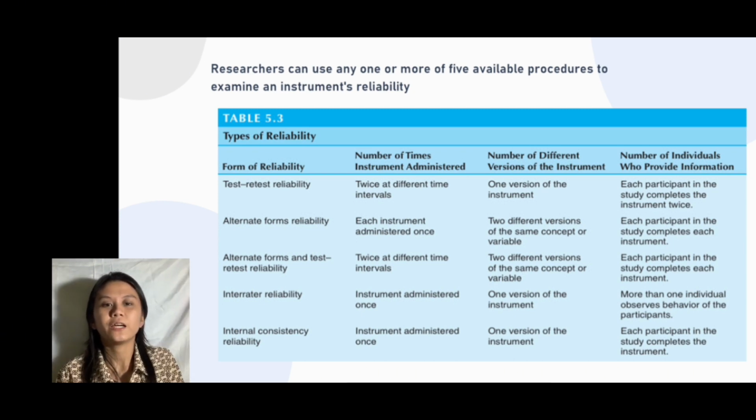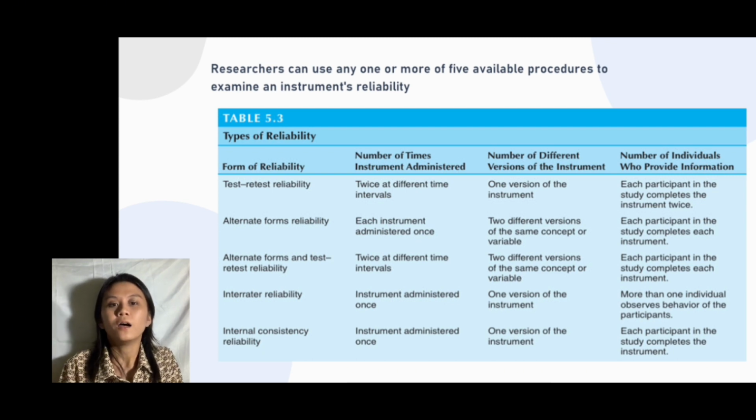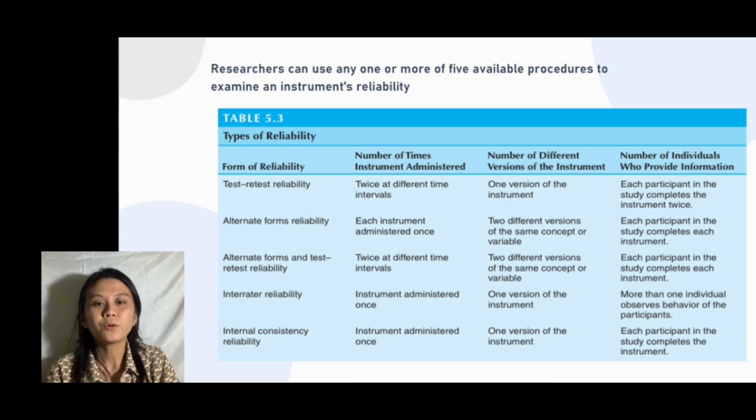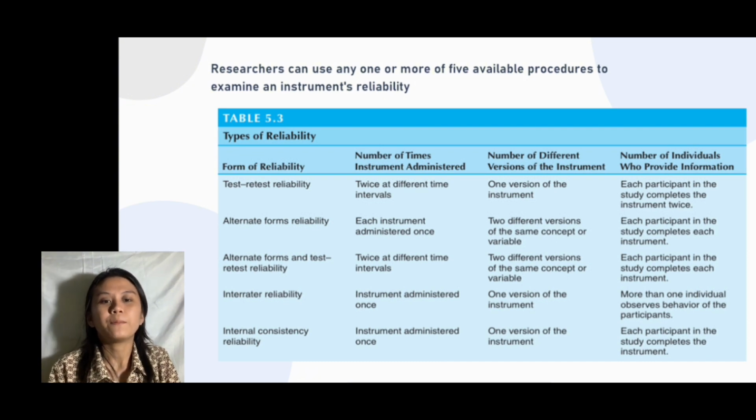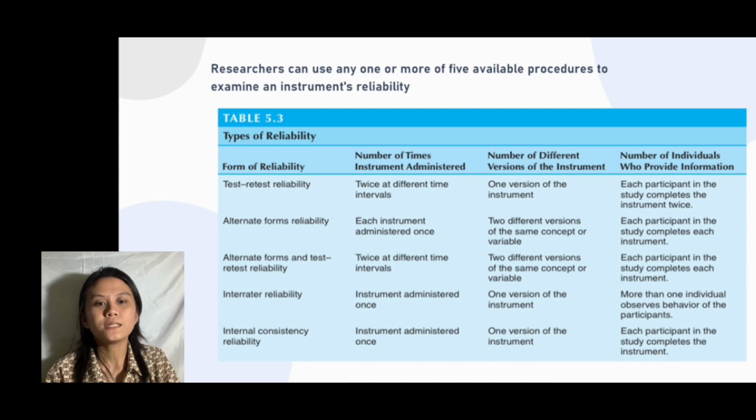Second is the alternate forms reliability. In this procedure to examine the instrument's reliability, participants complete 2 different versions of the same concept or variable to determine if both versions yield consistent results. Number 3 is the alternate forms and test-retest reliability. Participants complete 2 different versions of the same concept or variable twice at different time intervals to assess both consistency over time and across different versions.